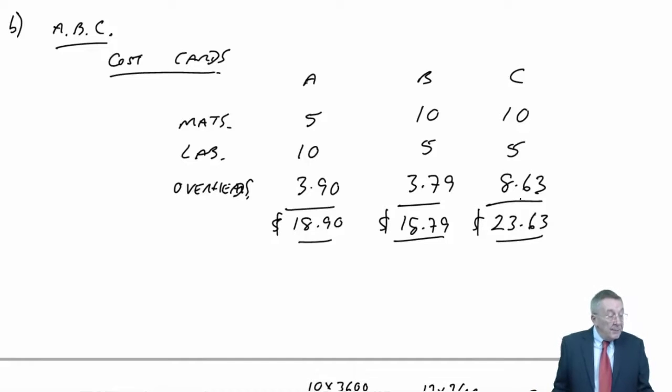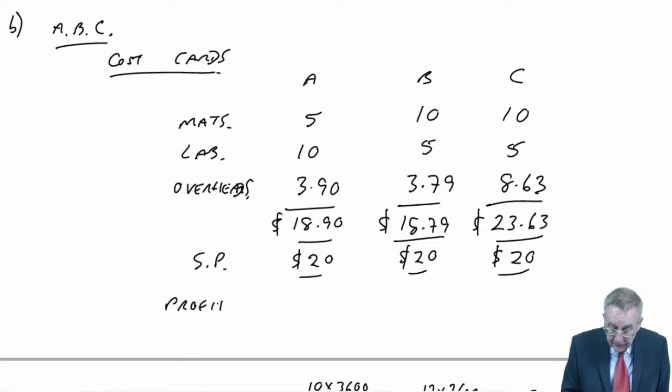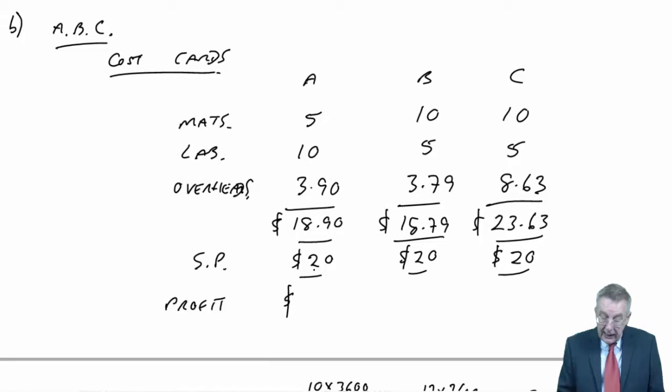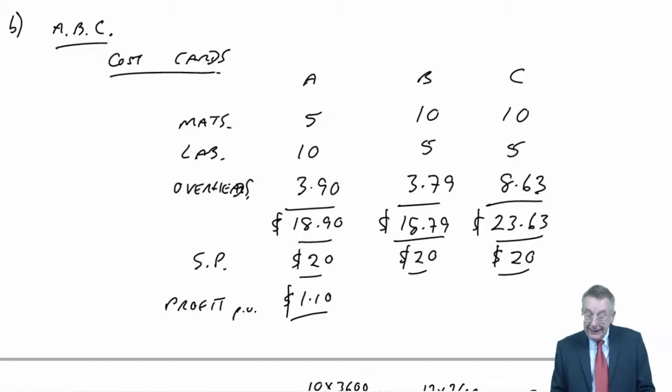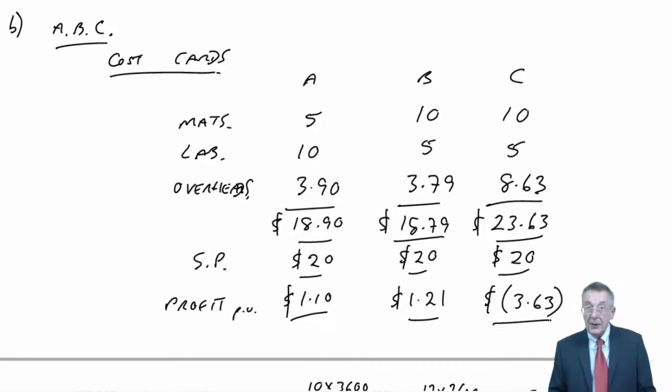So there's our costings. The question finally wanted to know the profit as well. Well, the selling price, where was it in the top? It was $20 a unit. And therefore, this approach to the costing, we end up reporting a profit for A of $1.10 per unit. For B, $1.21. And C would appear to be loss-making, a loss of $3.63 per unit.